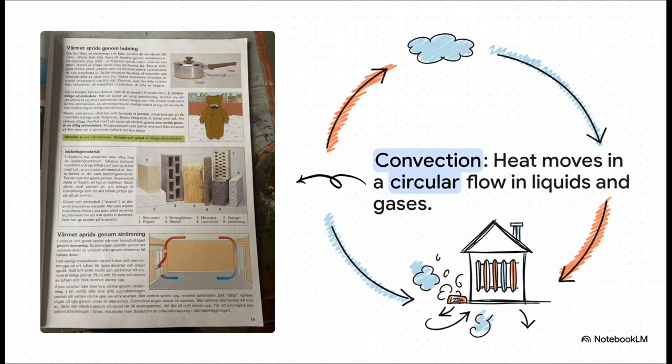Next up, we've got convection. Now, this happens in things that can flow, like liquids and gases. Think about a radiator in a room. The air right next to it gets warm, it expands, becomes less dense, and starts to rise. Then cooler, denser air sinks down to take its place, gets heated, and rises too. This whole process creates a constant circular flow, a convection current, that ends up warming the whole room. It's kind of like a tiny weather system right there in your house.